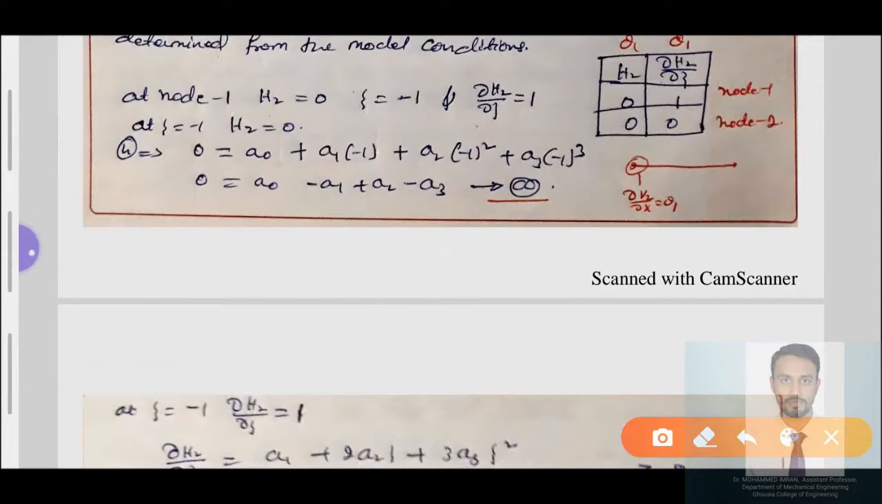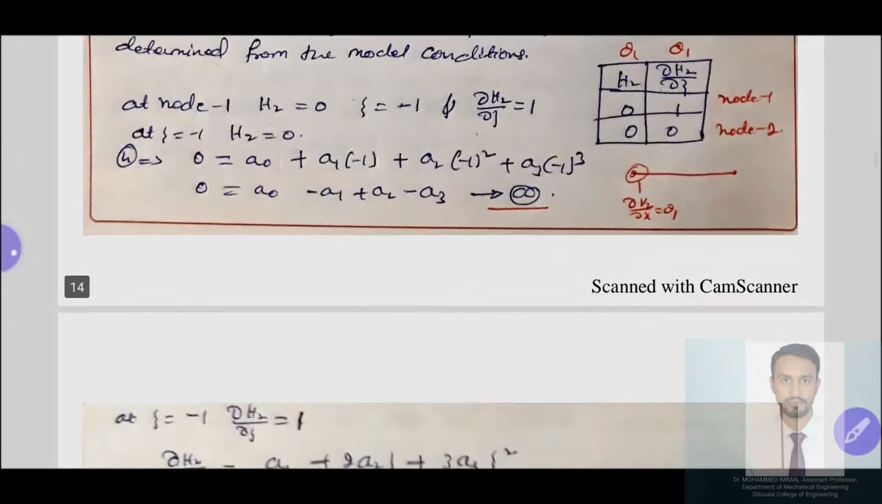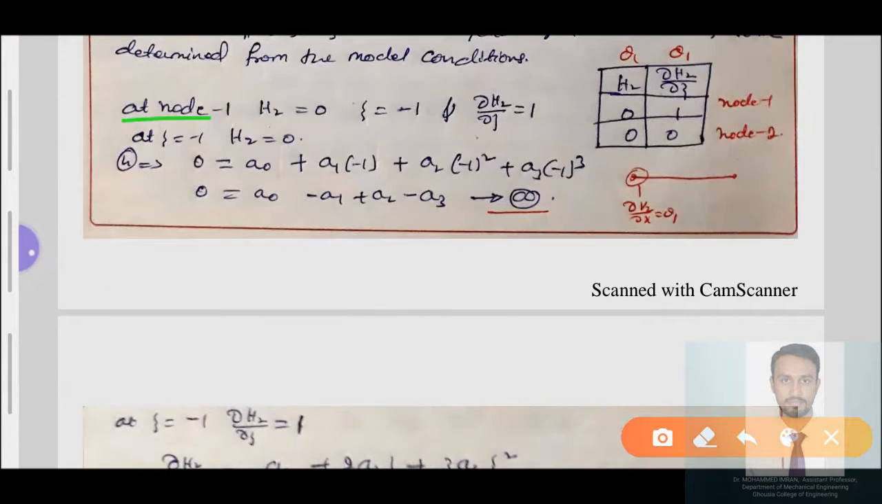We know that zeta is equal to minus 1 at node number 1, and zeta is equal to plus 1 at node number 2. Now I'll apply the boundary conditions for equation number 4 at node number 1 and node number 2 to find out the generalized parameters A0, A1, A2 and A3. We'll take the first condition at node number 1: zeta is equal to minus 1, h2 is equal to 0, dou h2 by dou zeta is equal to 1 with respect to theta 1.